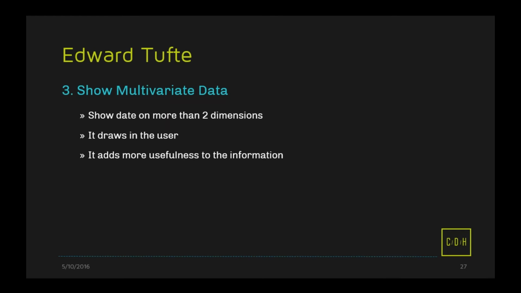His third principle is show multivariate data. So show data on more than 2 dimensions. And I would just put a footnote on this and say, only show it on more than 2 dimensions when it's applicable.